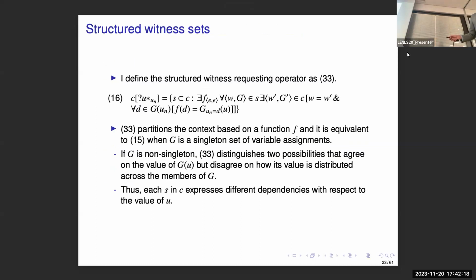So in short, instead of splitting the context based on the value of U, let's split the context based on the function from the value of U to the value of the other dref which it is dependent on. And if G is a singleton, it's not different from the original operator. But if this is not a singleton and stores some dependencies, now that will split the context in a different way.